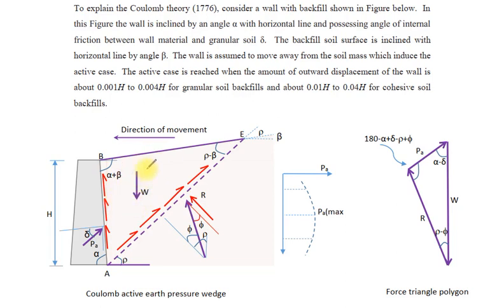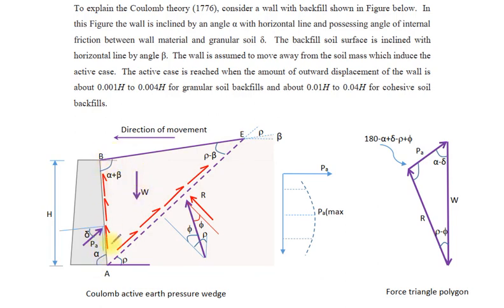The surface of the backfill soil is inclined with the horizontal line by angle beta, and we assume that the retaining wall moves away from the soil to induce the active case. Take the wedge ABE. There are several forces applied on this wedge.